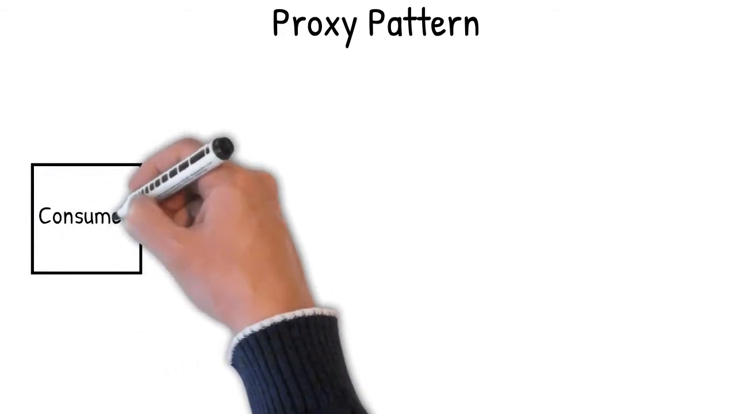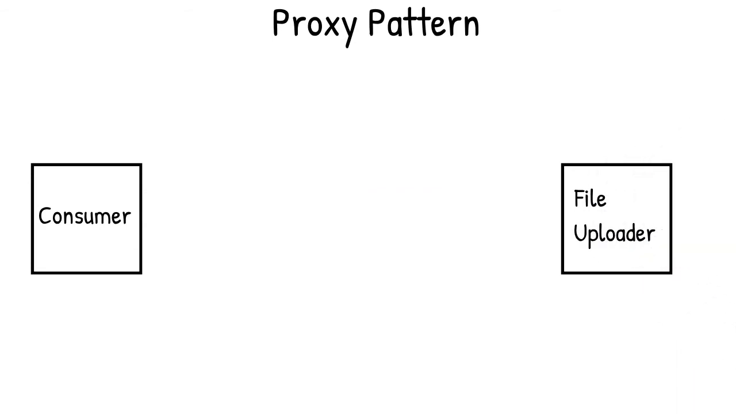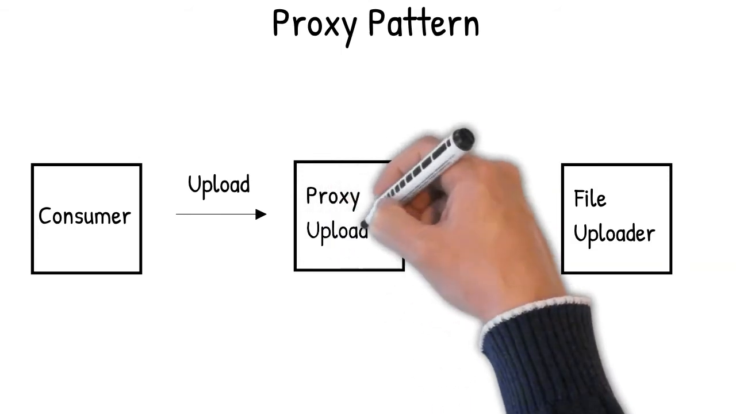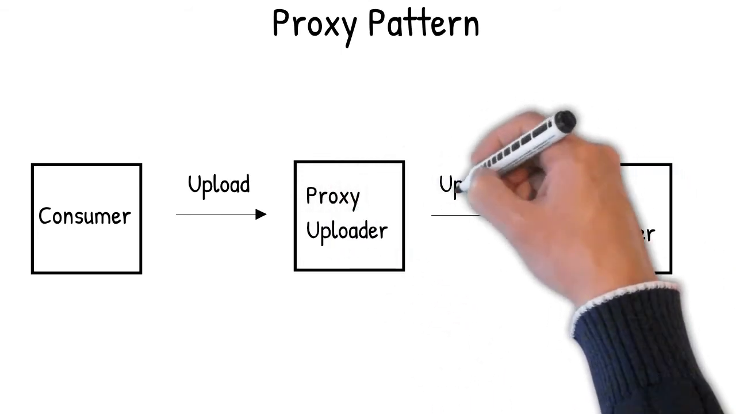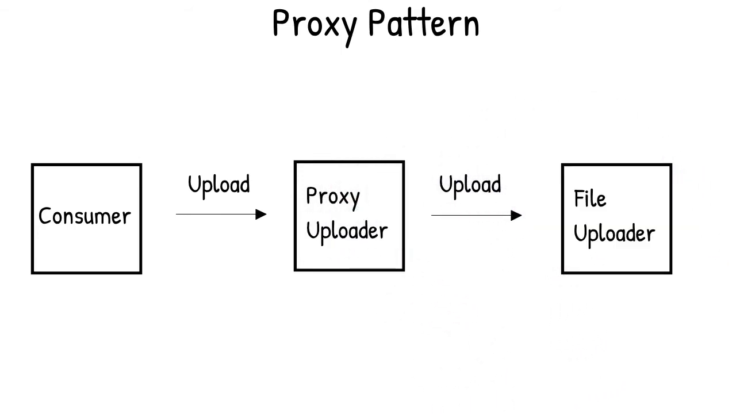As in the current case, we have a consumer who wants to upload a file and we have a file uploader who uploads the file. Now to solve these restrictions or processing requirements, we need an interceptor. So we build a proxy uploader which implements the same interface. So for the consumer, it is still an uploader. Now this proxy uploader will ensure all kinds of processing or checks are made before the actual file uploader is instantiated or is consumed.